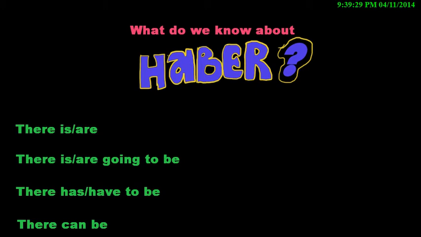Okay, let's see something about the verb haber. The first thing is to remember what we know about this verb. We know a few things about it. We have combined the verb to be with there, and that is hay. There are, hay. Haber is a verb that we use to indicate existence.